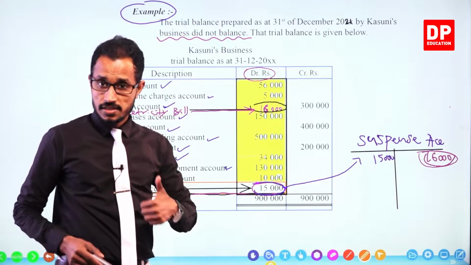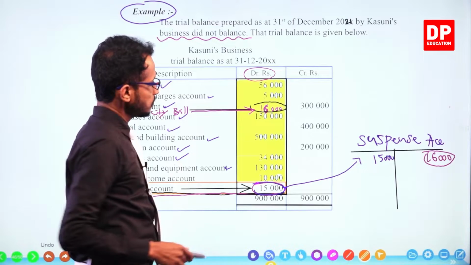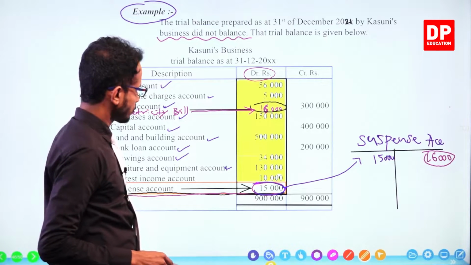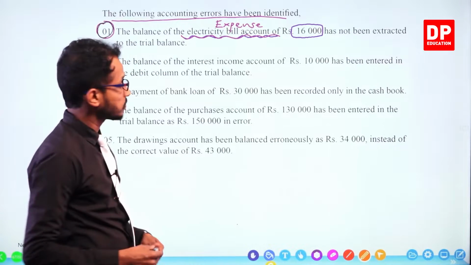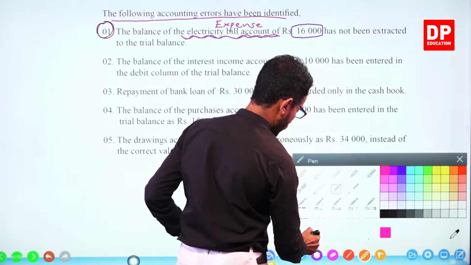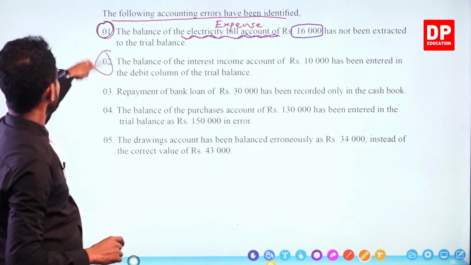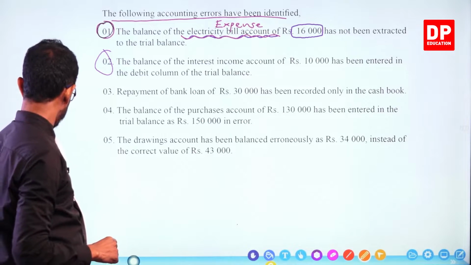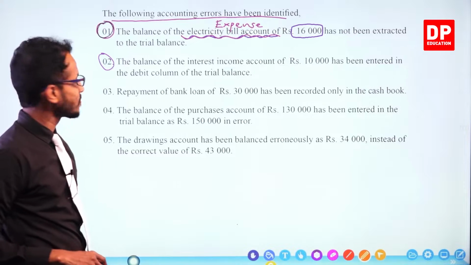Okay, is it correct now? Is it clear now? Okay. Next one. We have something a little more challenging here. Little more challenging. Let's see.